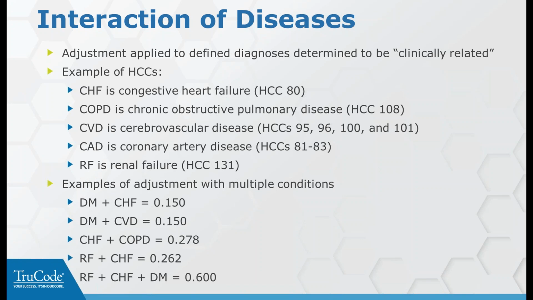And you can see at the bottom bullet there some examples of adjustment. If you have diabetes along with congestive heart failure, there's a factor that's applied to determine what the relative weight, or the risk factor weight, would actually be for that. Same thing if they have diabetes with cerebrovascular disease or COPD, etc. So they do apply that when you have a lot of clinical chronic conditions that have interrelationship with each other.